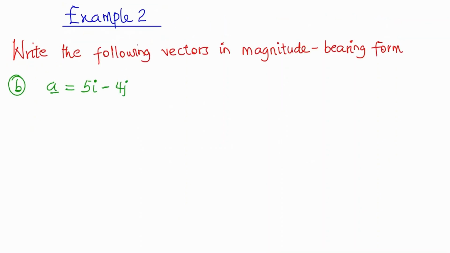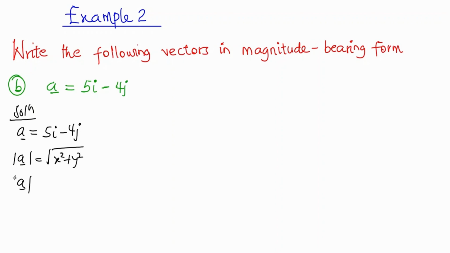The next example, example 2, says that we should write the following vectors in magnitude-bearing form. We have the given vector here, so we continue with our solution. The given vector is the position vector 5i minus 4j. Since the question is asking for magnitude-bearing form, we first have to find the magnitude. The magnitude of A is the square root of x squared plus y squared.